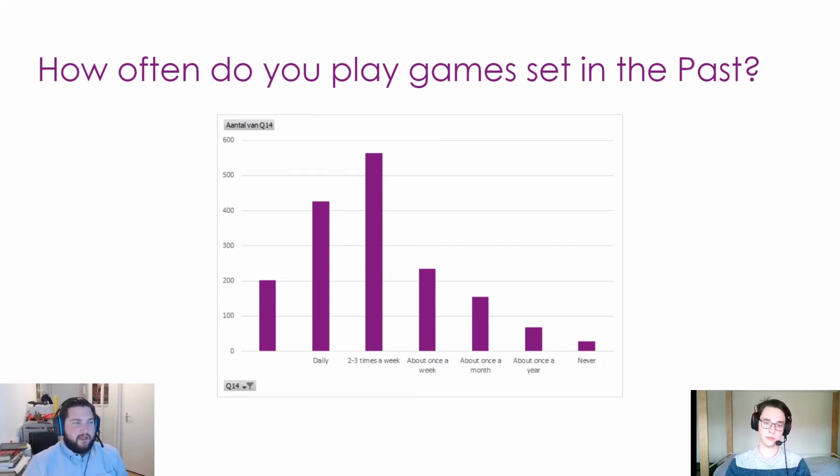And when we take a look at how often people played games set in the past, we can also see that this is the case for the majority of the people. They play video games set in the past two or three times a week or more. Again, this is quite logical if you take into account that we specifically targeted those people who play historical video games, and also distributed our survey on the subreddits that are really about those historical video games.